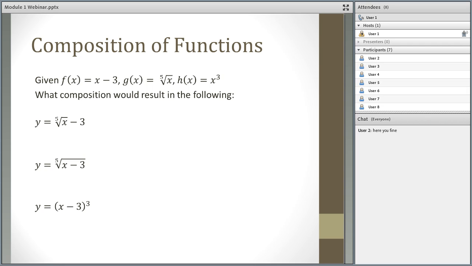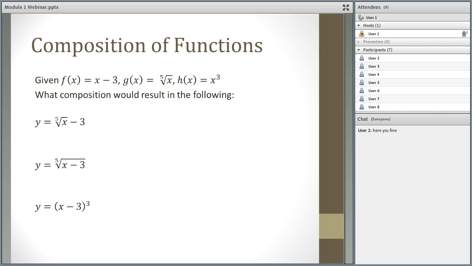So composition of functions. Composition of functions basically says when I have multiple functions and I'm plugging one function into another function. So if, for example, we're given f of x equals x minus 3, g of x is the 5th root of x, and h of x is x to the 3rd. What composition would result in the following? So again, composition just means plug one function into another function.